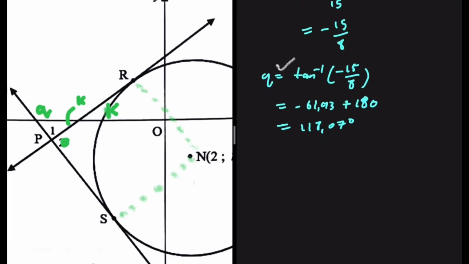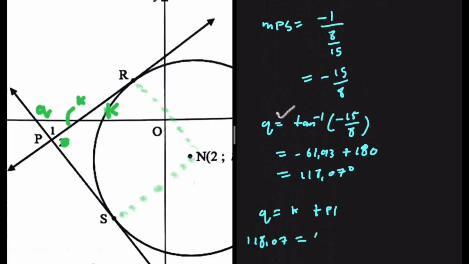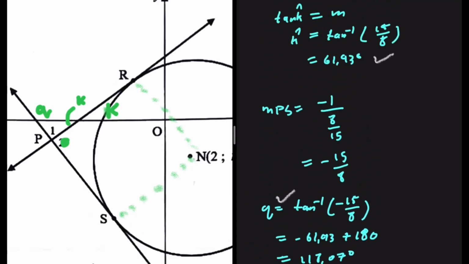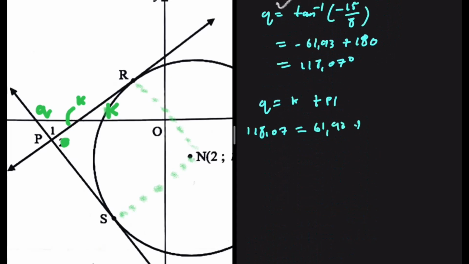Let's not forget, our point is so that we can say Q is equal to K plus P1. Q is 118.07. And what is the value of K? We just calculated it above. That is 61.93. So 61.93 plus P1. P1 should be equal to 118.07 minus 61.93. If you put that in your calculator, you're going to get 56.14 degrees.